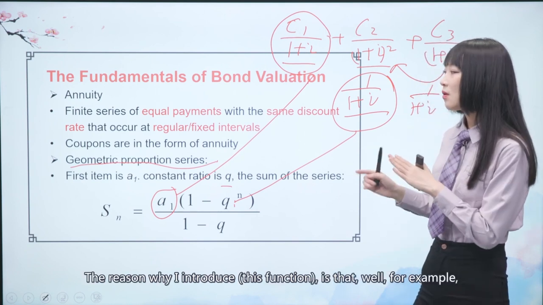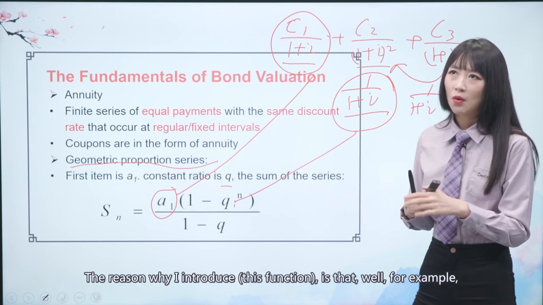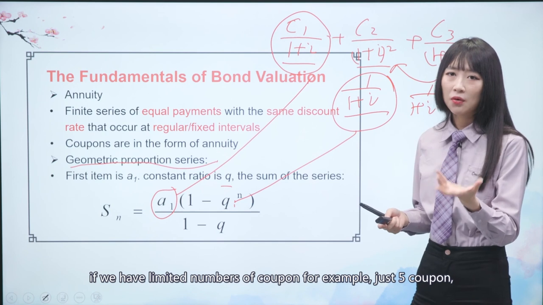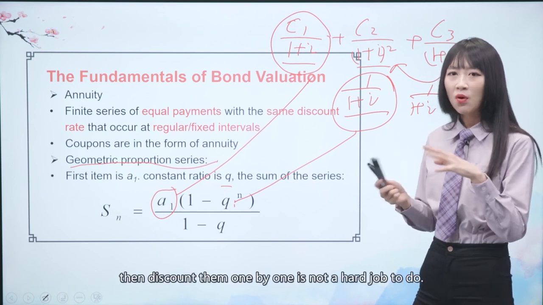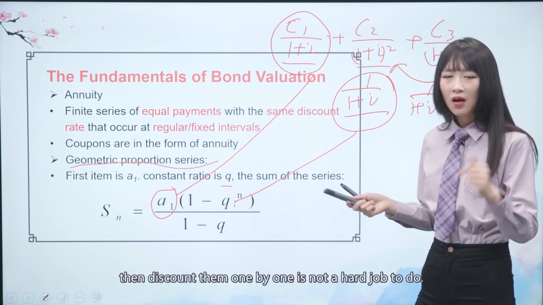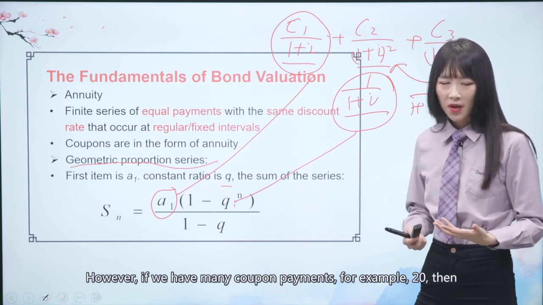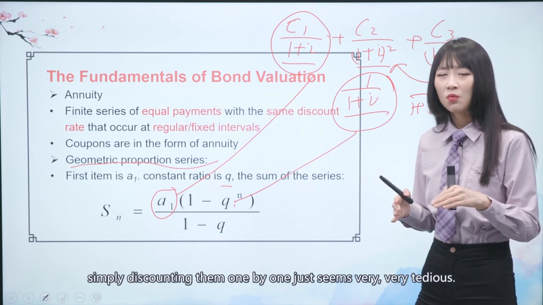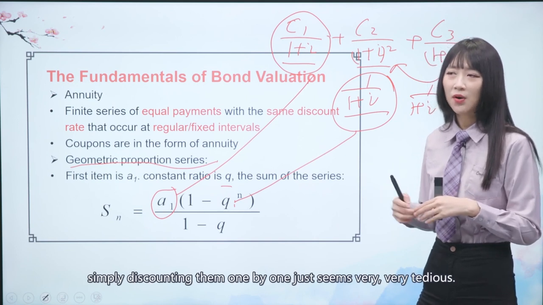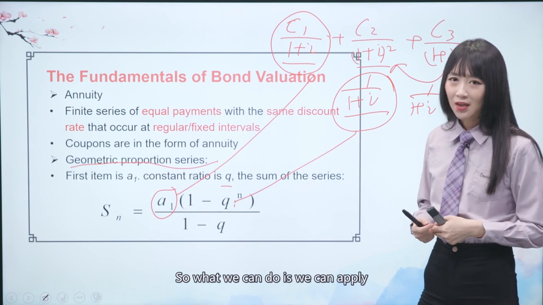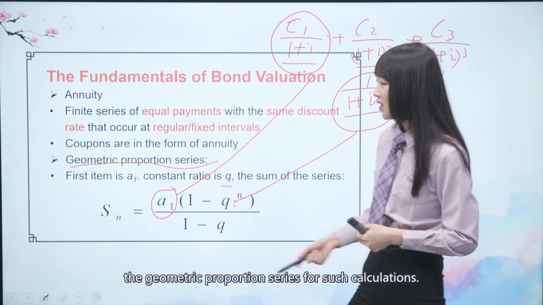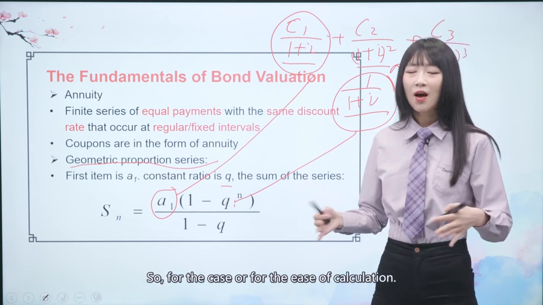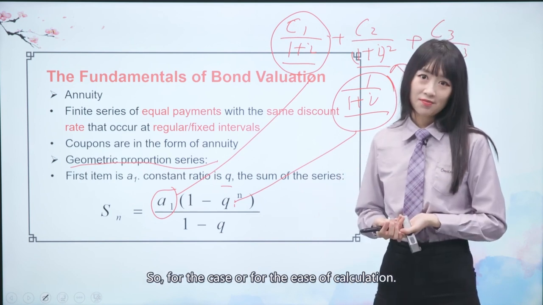Now, the reason why I introduce this is that, for example, if we have a limited number of coupons, for example just 5 coupons, then discounting them one by one is not a hard job to do. However, if we have many coupon payments, for example 20, then simply discounting them one by one seems very, very tedious. So what we can do is apply the geometric progression series for such calculation, for the ease of calculation.